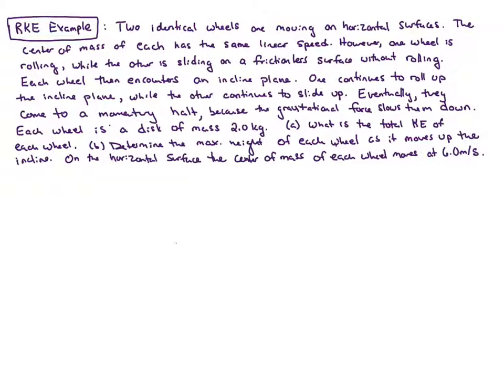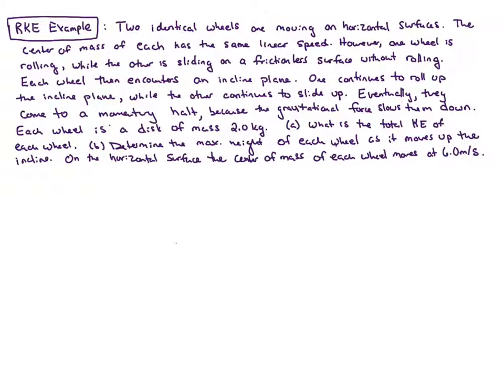frictionless surface without rolling. Then each one encounters an inclined plane, and one continues to roll up the plane while the other one that wasn't rolling continues to slide up the plane. Eventually both of them come to a halt because the gravitational force slows them down. We know the mass of each wheel. We don't know the radius, which is a little concerning. Hopefully that's going to cancel out.